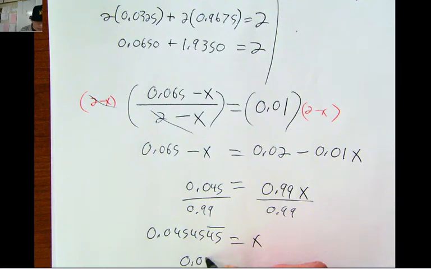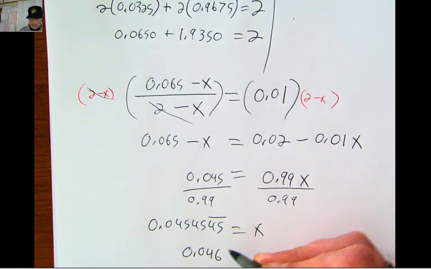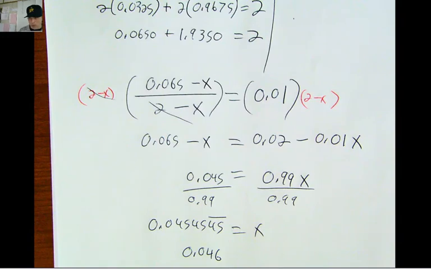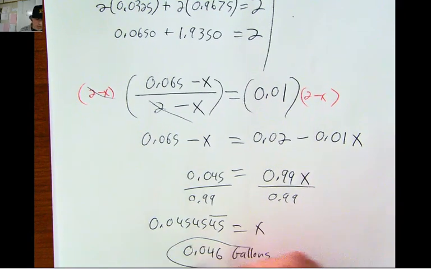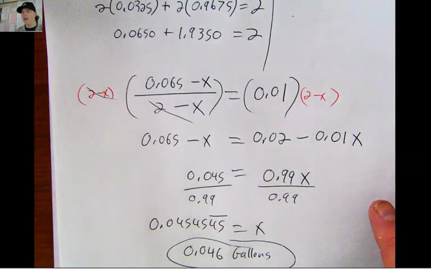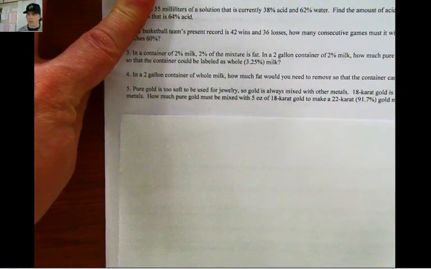If you do 0.045, that's not quite enough to get up to that 1%. So this is one that you'd have to round up to 0.046 gallons. So you don't always have an auto round up. Sometimes it's an auto round down. But so far, the 2 problems that we've looked at that had rounding were both auto round up.